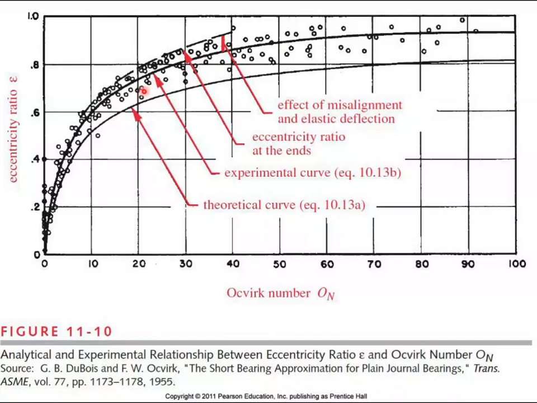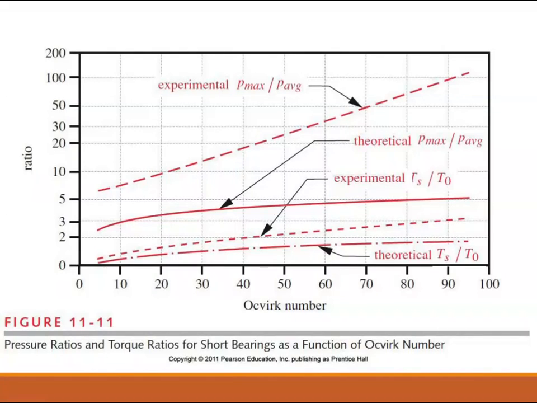So let's take a look. Here's the Ocvirk number as it goes from 0 to 100. Here's the theoretical curve. Here is the experiential curve. This is the one that had the log in it. And these are data points of where things seem to fall. So the experiential curve much better matches reality.